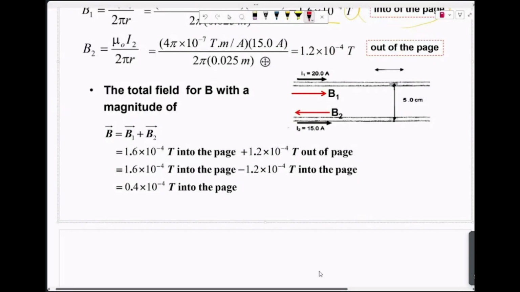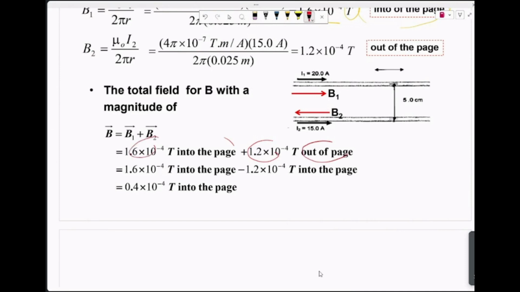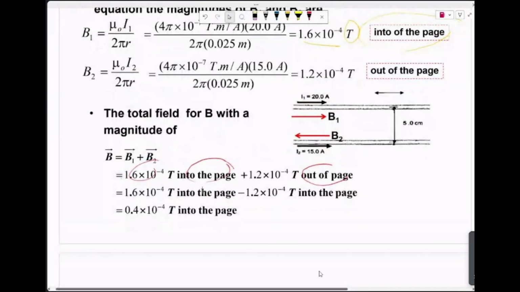Okay, 1.6 times into the page. So this is the vector here. This is a vector. Out of the page is also a direction. So this is a magnitude, this is the direction. You can't add these two together based on what they show here. I don't recommend you do this. You can just simply put a negative or positive value, and immediately put a negative value and then describe why it's negative.